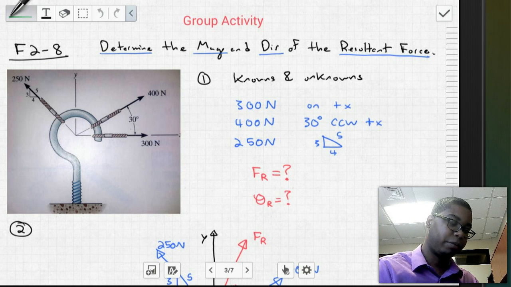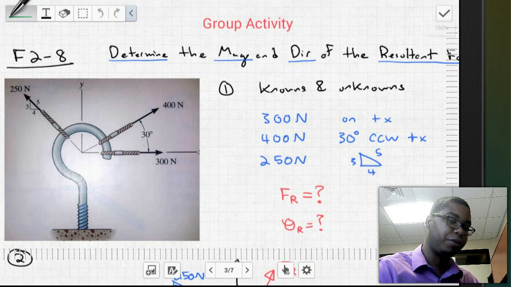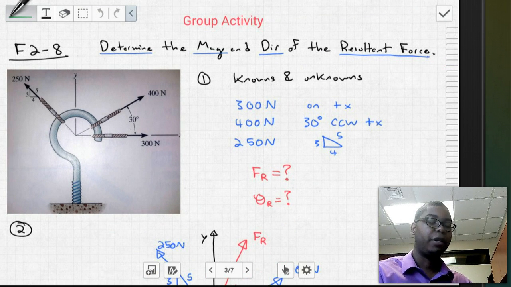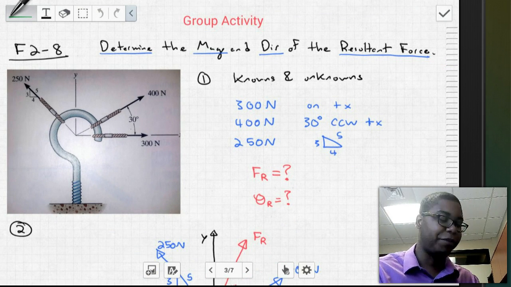Now what I want you guys to do is this group activity. It was going to be a group activity in class.